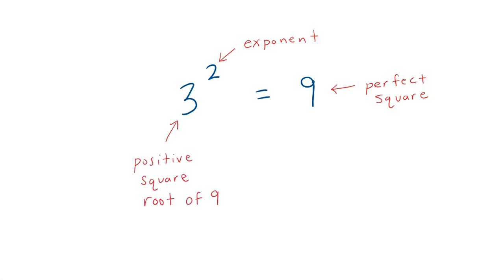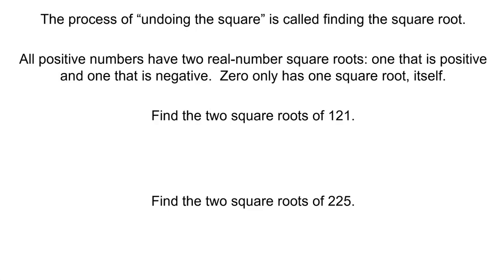So what is this meant to show us? The process of squaring a number, or raising a number to the second power, and the process of finding the square root of a number are opposite processes. Just like addition and subtraction are opposites, and multiplication and division are opposites, squaring a number and finding a square root of a number are opposite operations.